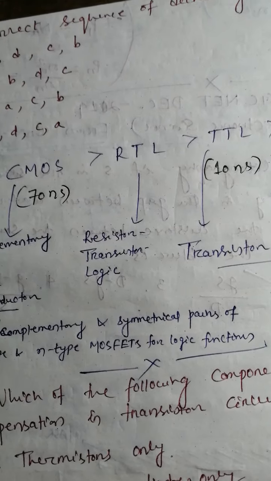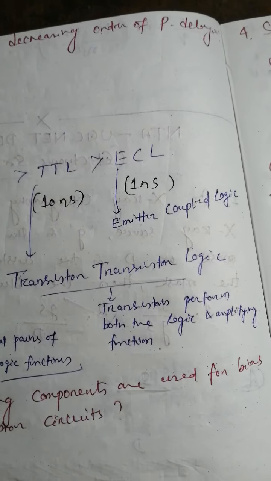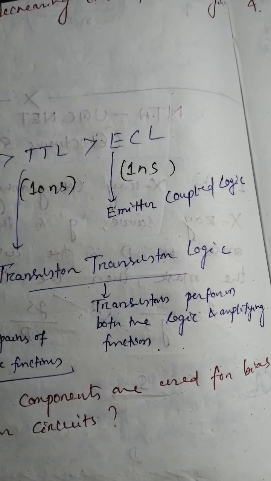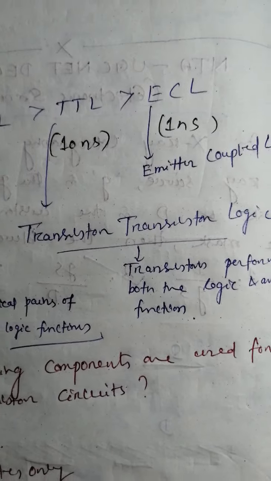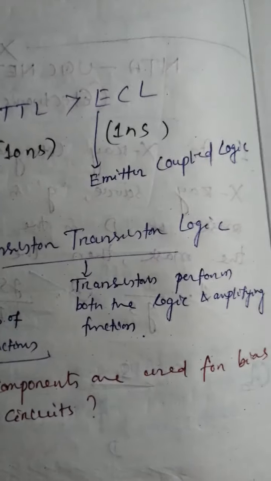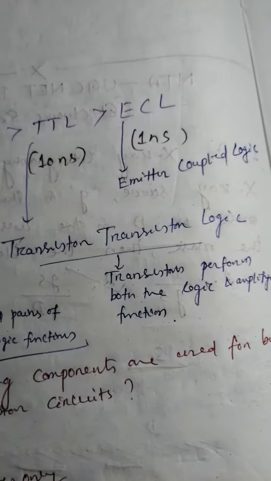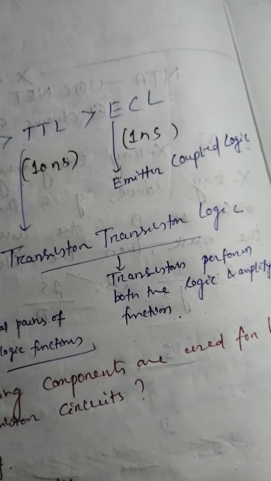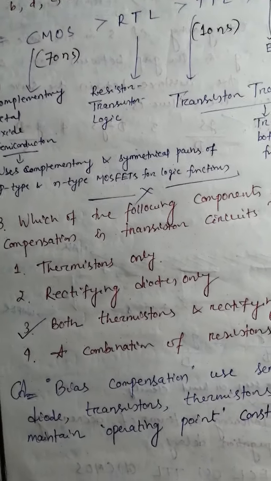What is RTL? RTL is resistor transistor logic. What is TTL? It is transistor transistor logic. Transistors perform both the logic and amplifying function here. And it has a propagation delay of 10 nanoseconds. Then ECL. ECL is emitter coupled logic. Fine. And it has a propagation delay of 1 nanosecond. Next I will go to question number 3.